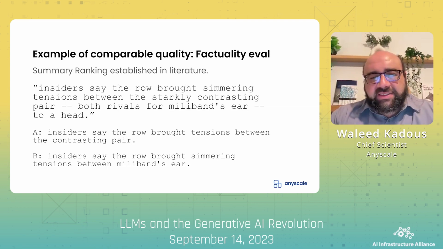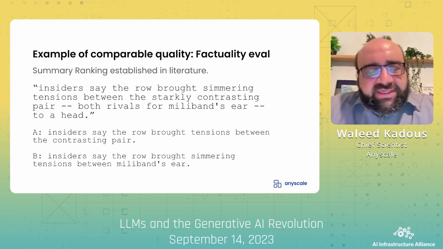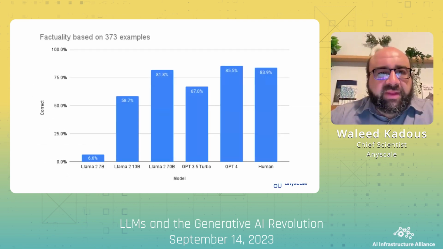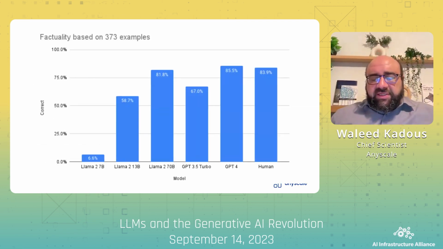Now, clearly in this case, the correct summary is summary A. Summary B is kind of nonsense. So what we did is we took 373 examples of that and tested several different LLMs to see how well each of them functioned. And what we found is that when you look at Llama 270B and GPT-4, they're both around human levels of performance.